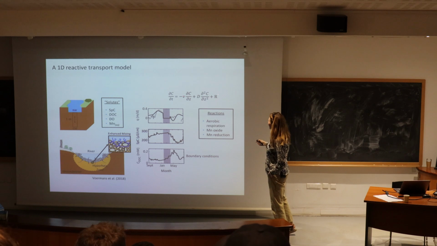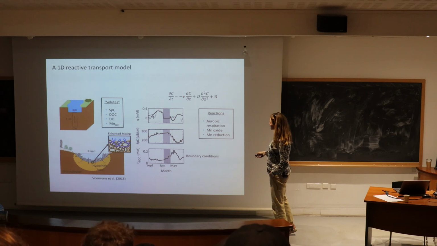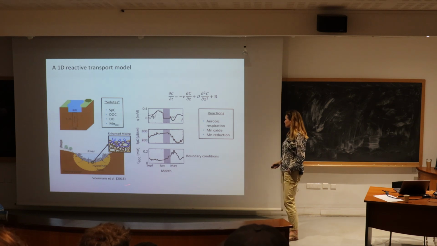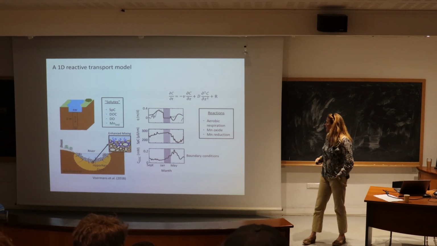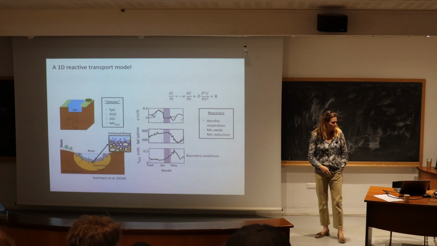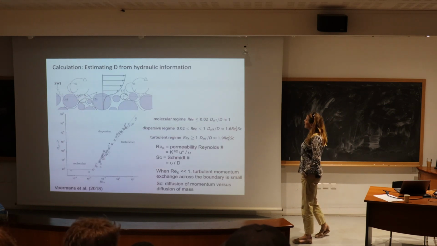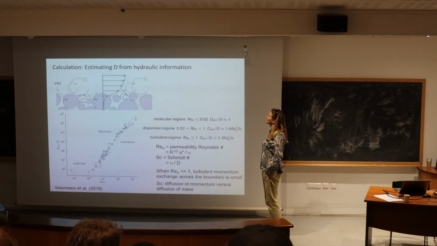But once we have these things, we know the boundary conditions at the stream bed, they're dynamic, we can plug that into a 1D advection, dispersion, reaction equation, and we know things like specific conductivity, we know the dissolved organic carbon in the stream, that becomes our boundary condition for this dynamic problem. So how do we get at that D?